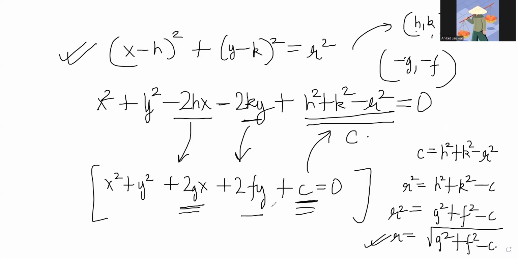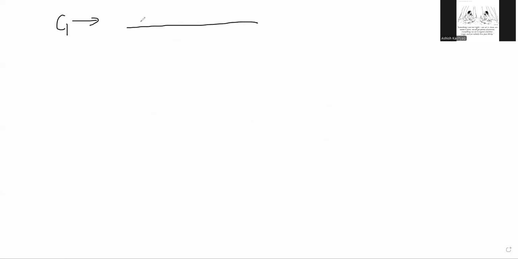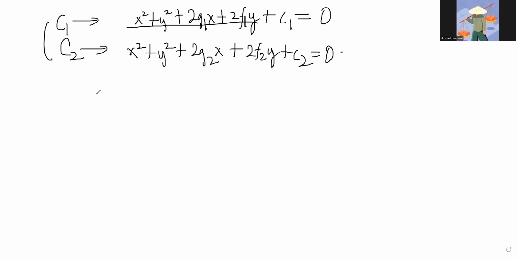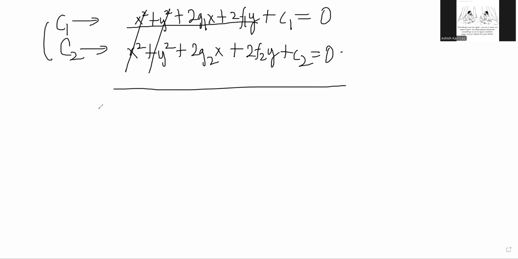All of this is super obvious stuff. You learn it in circles when you do circles. The point is that if the circle equation is x square plus y square plus 2g1x plus 2f1y plus c1 is equal to 0, and another circle is given with x square plus y square plus 2g2x plus 2f2y plus c2 is equal to 0, then the radical axis can be found by subtracting. Subtract c1 minus c2. If you subtract properly, you will be able to cancel the quadratic terms.